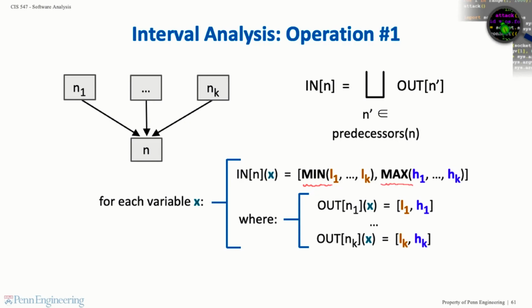Let us review this for a variable x. Suppose its lower and upper bounds computed by the analysis thus far at the exit of node n1 are L1 and H1 respectively, and similarly at the exit of node nk are Lk and Hk respectively. Then its lower bound at the entry of node n is the minimum of L1 through Lk, and its upper bound is the maximum of H1 through Hk.